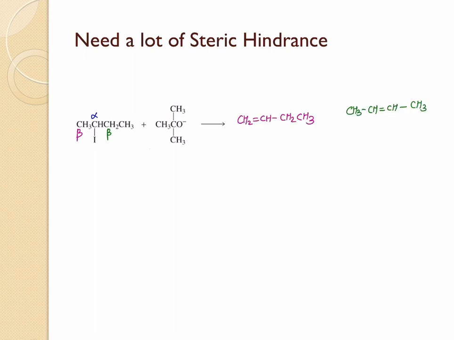So between these two, we can definitely tell this is a Zaitsev product since it's highly substituted. And in this case, since there is not a lot of steric hindrance, the Zaitsev product is still going to be the major product. So it takes a lot of steric hindrance in order to form the least substituted product as the major product.